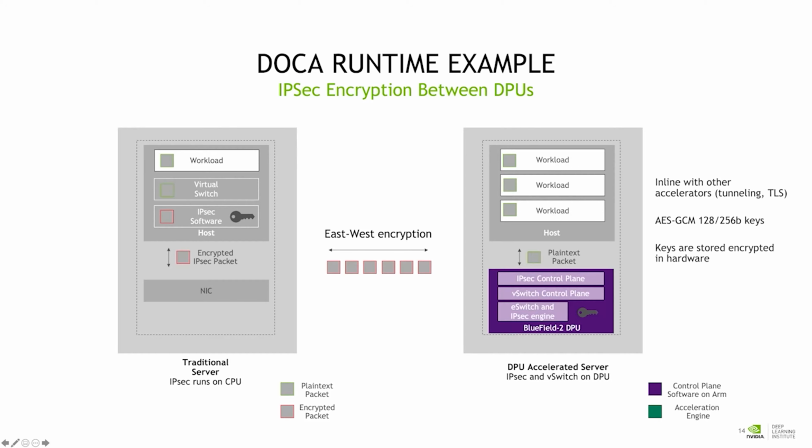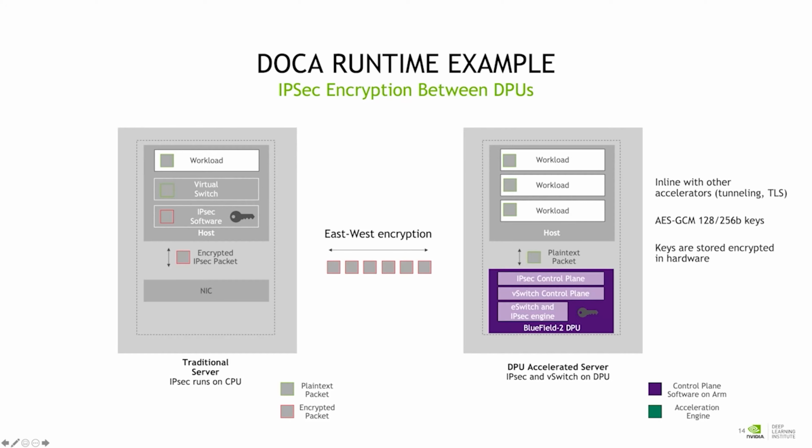Continuing along with some examples, let's take a look at what a DOCA runtime example for the admin persona looks like. The initial release of DOCA contains a sample application for transparent east-west IPSec encryption that's all offloaded and accelerated by the DPU. By running an open-source IPSec control plane for ARM, such as StrongSwan, this sample application takes advantage of runtime libraries and acceleration features.